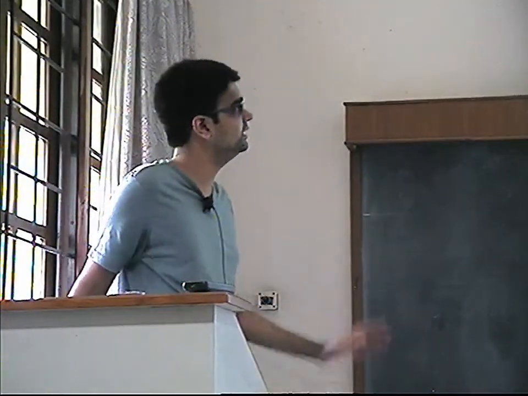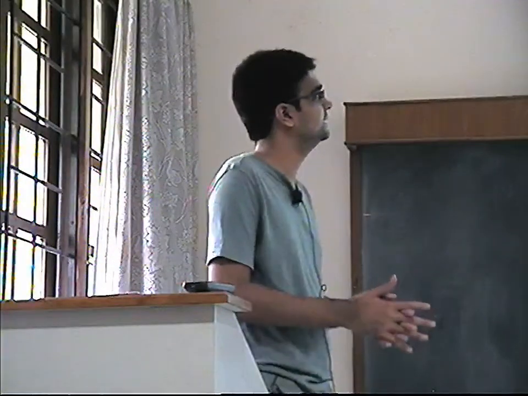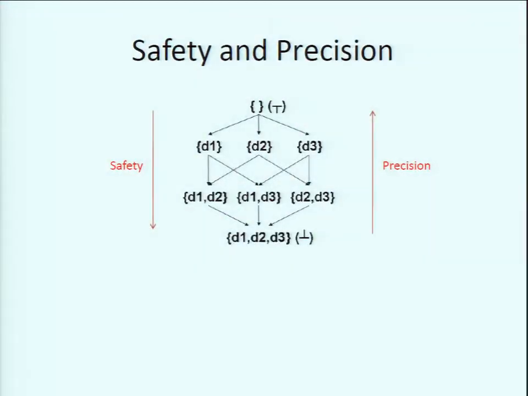Okay, so why have we defined this lattice in this way? As you move down the lattice, your safety increases. Why is this so? Suppose the set of reaching definitions at some program point was actually the set D1, but you did your data flow analysis and said that no, the set of reaching definitions is D1, D2, which is a superset of D1.